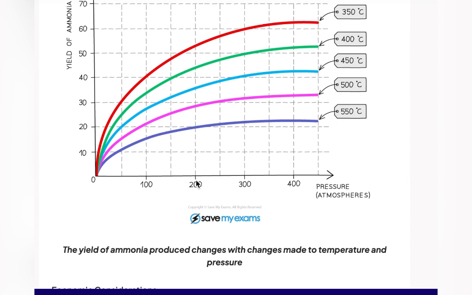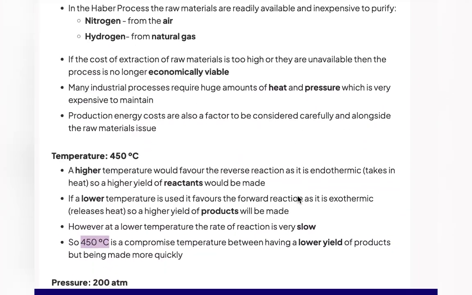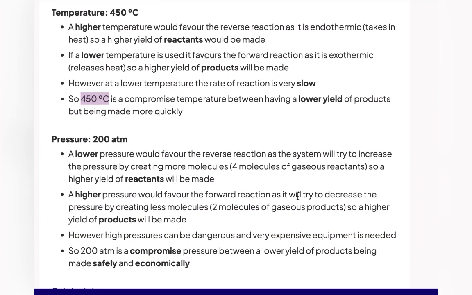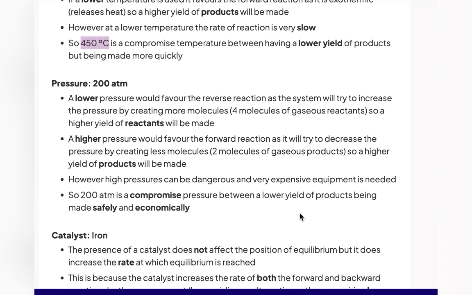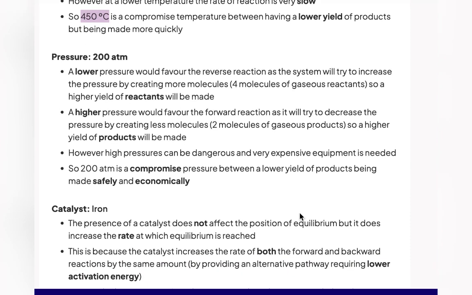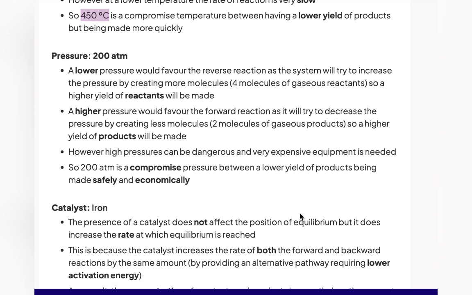So they took something reasonable that is safe. So 200 has been chosen because it gives you higher yield, and is not too dangerous. Because if you choose a pressure that is too high, it becomes very, very dangerous, even though it favors the forward reaction. And it's very expensive.